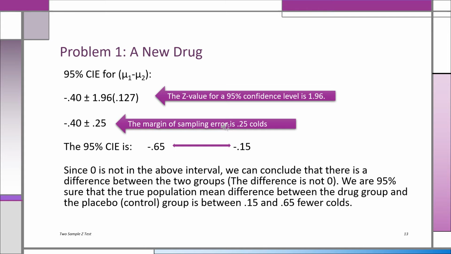Notice there's no zero in the interval. So you're basically sure with 95% confidence that the drug group will have fewer colds. Again, the way you would report it, you just say a 0.40 difference, fewer colds, but the margin of error is 0.25.